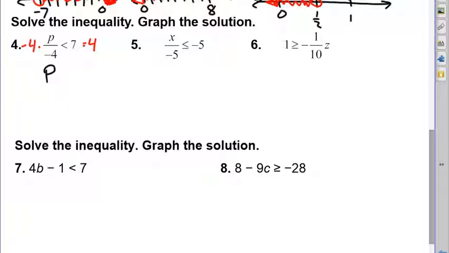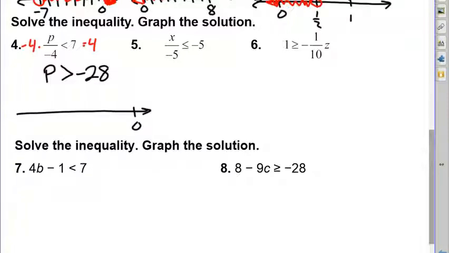Now, because we're multiplying or dividing by a negative, p is greater than, and that inequality switches because multiplying by a negative switches the number line. So 7 times -4 is -28, and there's our solution. P is greater than -28.